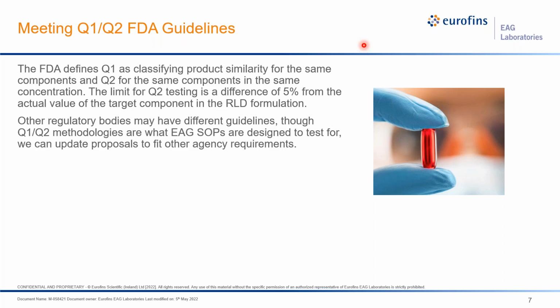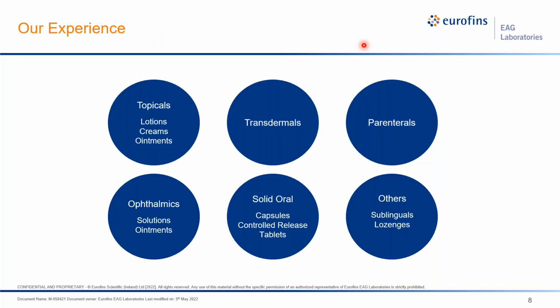One other note, when we talk about this Q1, Q2 reverse engineering project, we have designed our SOPs to test for these products. We are very well suited in doing it. And we can also adapt if there are other agency requirements. If you're submitting to a different government agency or a different agency altogether, we can certainly adapt our methodologies.